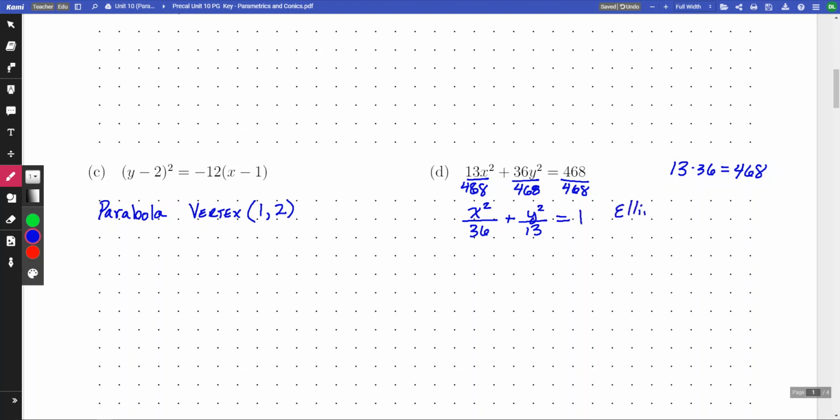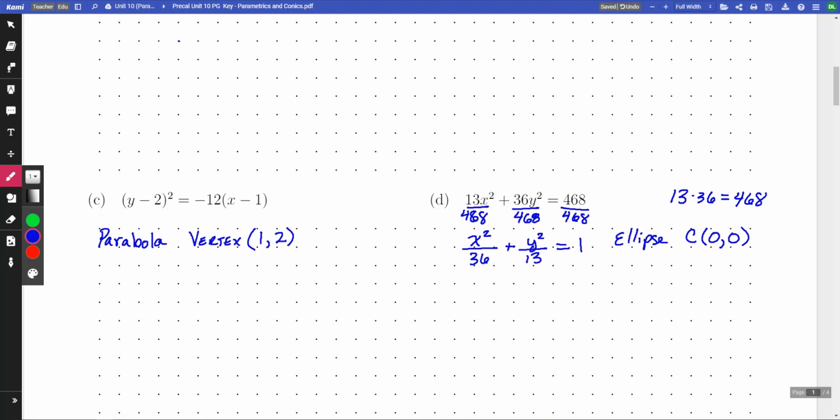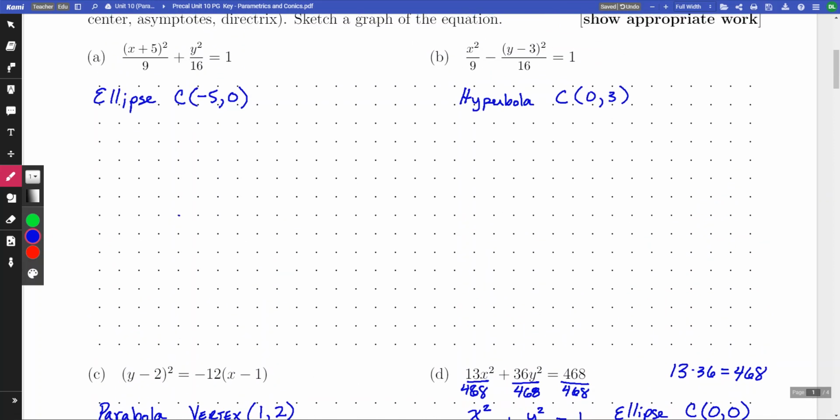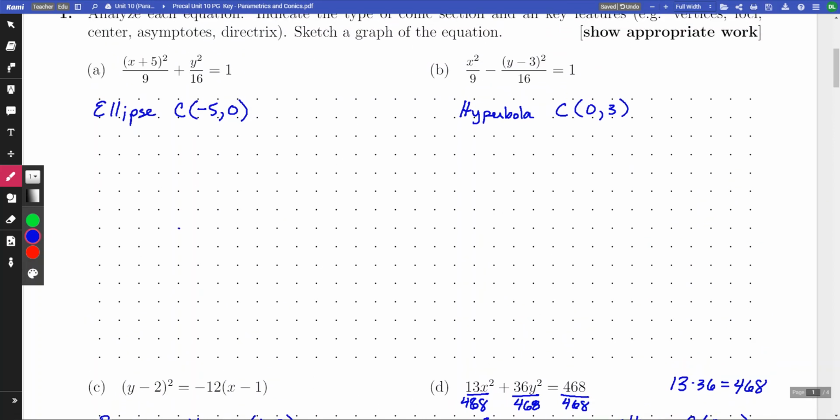which tells us we're going to have an ellipse. And I know that the center is going to be the origin at 0, 0. So a lot of times that's the easiest thing to identify first. Now we're going to come back up and identify other key features, other key features for the ellipse.